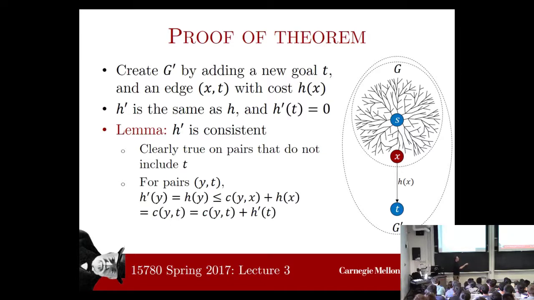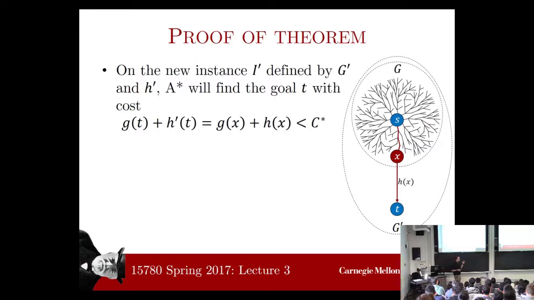So H prime of Y is the same as H of Y. That's how I defined it. Because H is consistent on pairs that were in the original instance, H of Y is at most C of Y X plus H of X. This is because of the consistency of H on the old nodes. Now notice that the only way to get to T is to get to X and then use the new edge. So C of Y X plus H of X, which is the cost of the new edge, is exactly the cost of getting from Y to T. You have to get to X and then use the new edge. So you have this equality. And because H prime of T is 0, this equals C of Y T plus H prime of T. The only thing we actually used here, other than just trivialities, is the consistency of H on the original instance, and the fact that we can only reach T through the node X, through this new edge with weight H of X. Cool, so H prime is consistent.